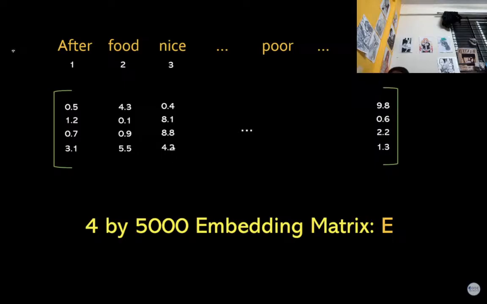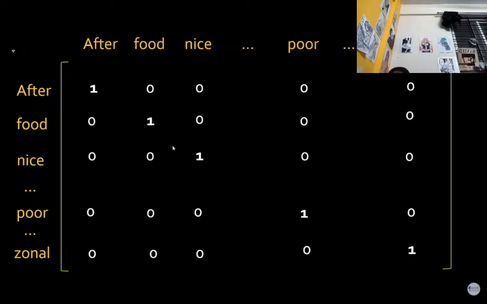So eventually your goal is to come up with this 4 by 5,000 embedding matrix, also known as E. The first thing you need to do is come up with a one hot encoded vector. You all know about one hot encoding already, where for "after", this row is the one hot encoded vector, where there is 1 here and the remaining numbers are 0. Similarly for "food", 1 is here and the remaining numbers are 0.